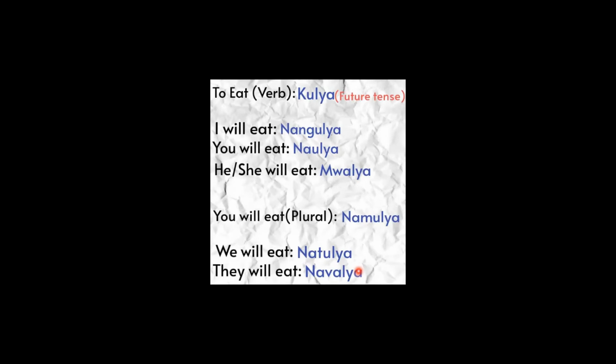So of course, in many Luvale verbs, when changing them to future tense, they start with na. So when you see a verb change to na, that means it's referring to the future. Nangula meaning I will eat or I'm going to eat. Nangula kanda meaning I'll eat later.